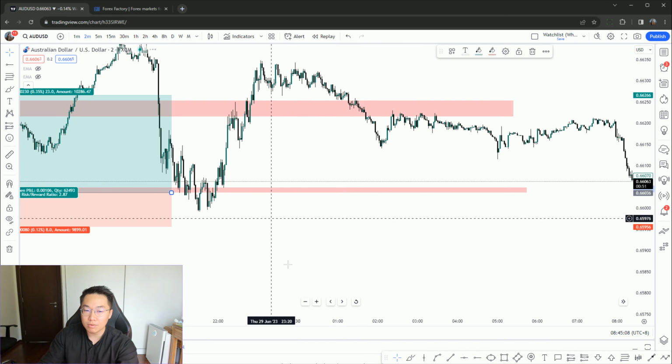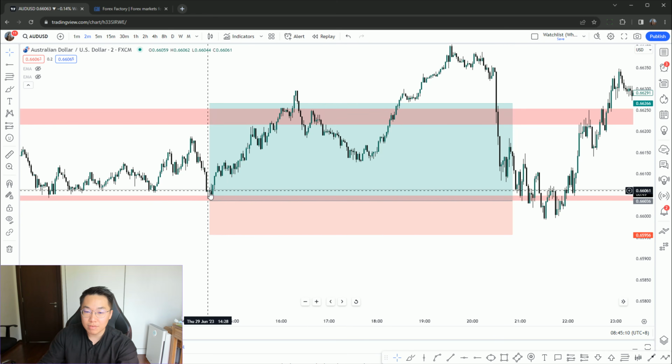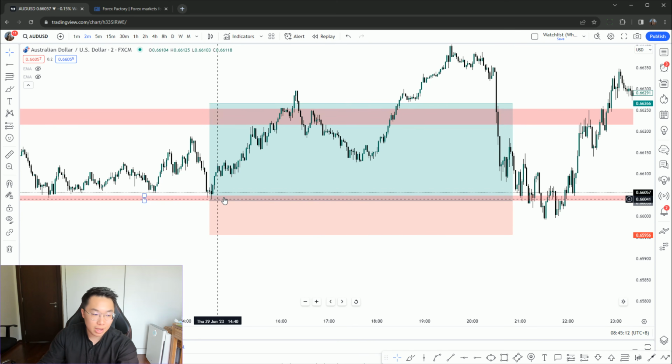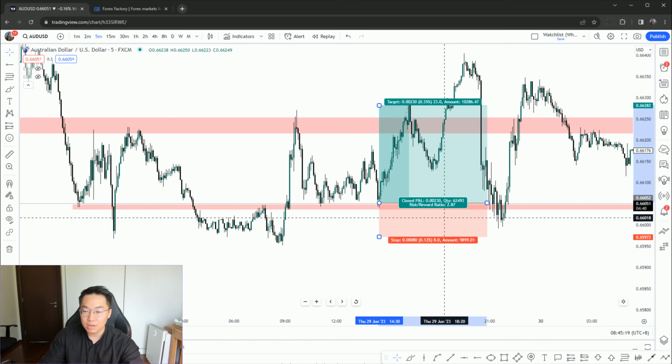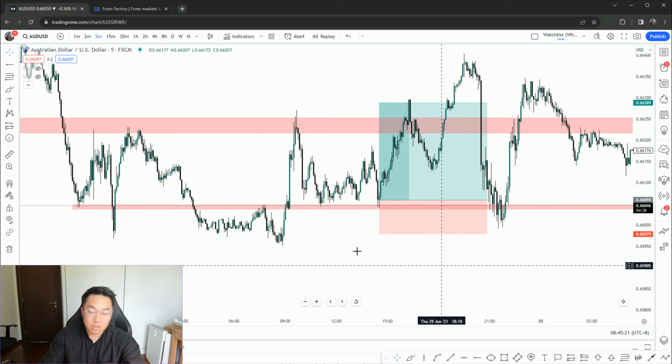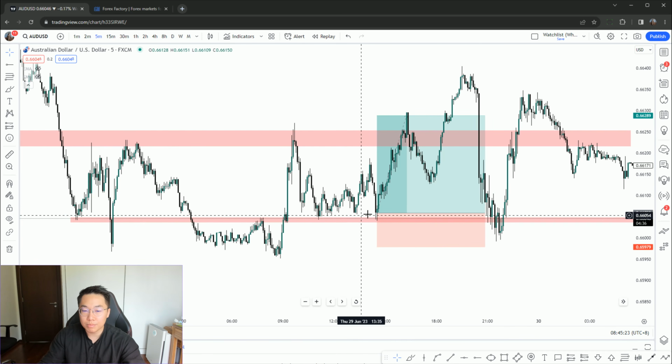So my entry was initially all the way down here, but after seeing multiple rejections, especially after that 2-minute candle, can you see that? On 2-minute, we have that beautiful rejection there. I decided to not be stubborn and not stick to a specific price. I'll get in right there. Still a beautiful trade. Stop loss well under this.